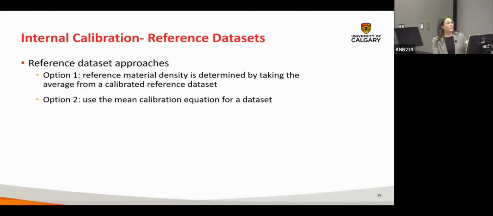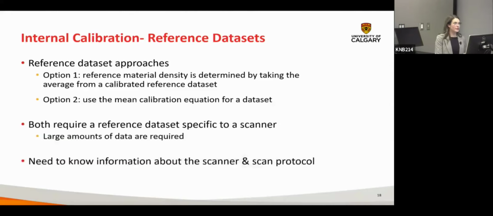So for option one, the reference data set, there are two options. The first option is taking the reference material densities, determined by taking the average of a calibrated reference data set. So it's the calculation of equivalent BMD values for selected internal materials, like the ones I mentioned, from a reference data set using asynchronous calibration. So you still need to scan a phantom at some point and create this data set. The second option uses a multilinear regression between BMD values obtained from an internal and from asynchronous calibration. So again, it involves a calibration phantom at some point to create these data sets.